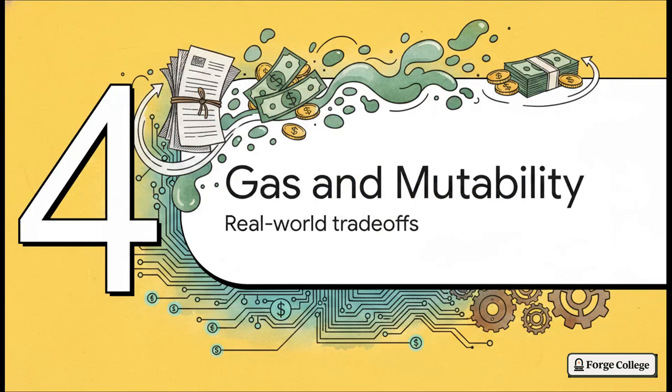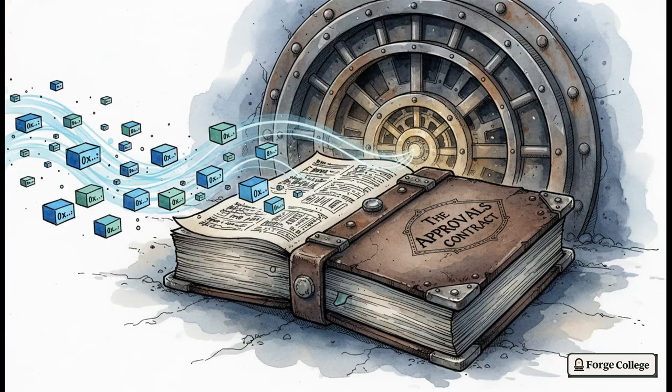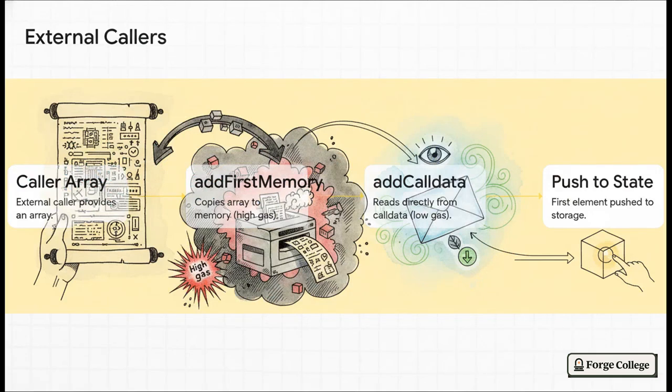All right, section 4, real-world gas and mutability. Let's put this into practice and see how these choices affect real smart contracts. Imagine we're building something called the approvals contract. The entire goal of this contract is to maintain a stored list of approved wallet addresses. And we want to build functions that let us append new addresses from an input array right into our permanent list. So let's map out the runtime path of 2 different ways an external caller might do this.